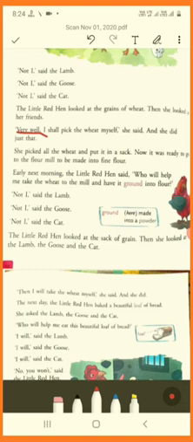Let's continue reading. We are here. She picked all the wheat and put it in a sack. Okay, you know sack, right?